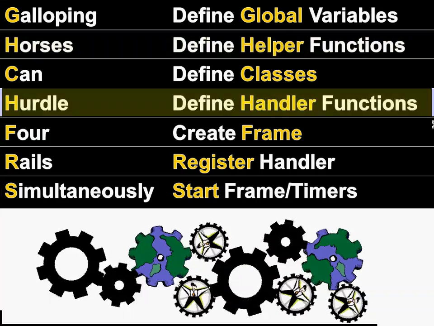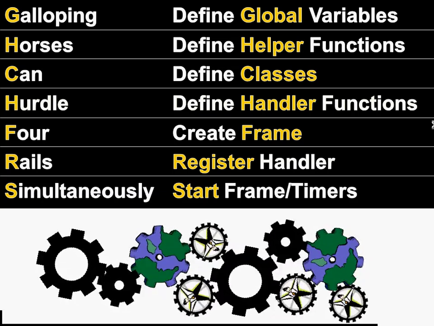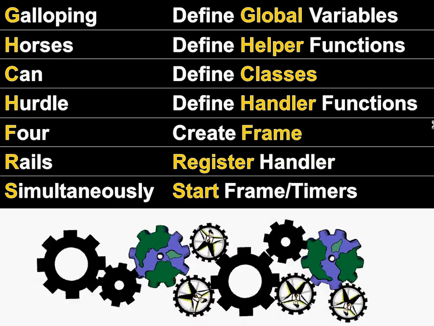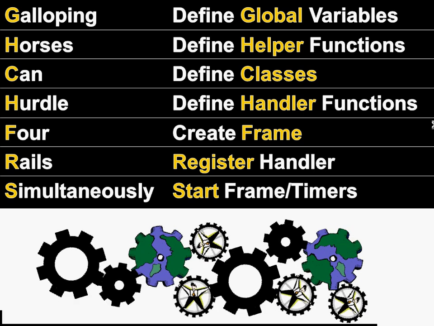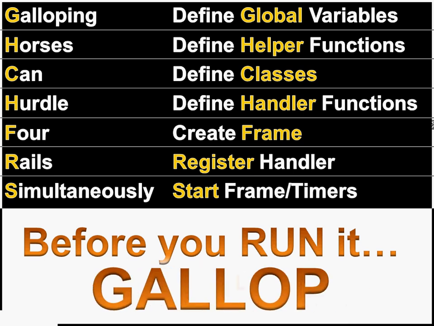As we wrap up, keep in mind that while this lesson was based around the simple GUI module, you may be able to apply these constructs and ideas to other applications as well. So as you write your next program, remember that before you run it, you need to gallop. That is, galloping horses that can hurdle 4 rails simultaneously.